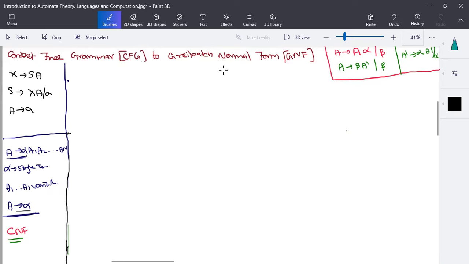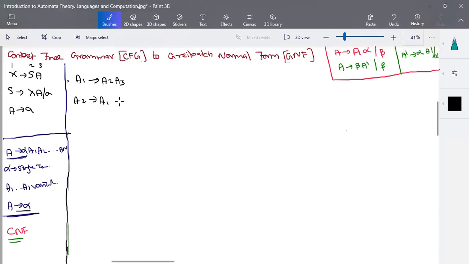Now we have to follow the steps. So the first step here is you have to rename the variables. Starting from the starting symbol, give the name A1, and the next variables will have the next values. So rename the entire grammar with the new names: A1 tends to A2 A3, A2 tends to A1 A3 or A, and A3 tends to A, right? So this is after renaming.